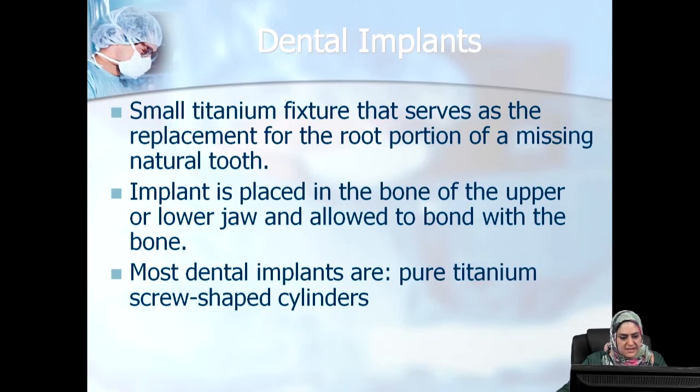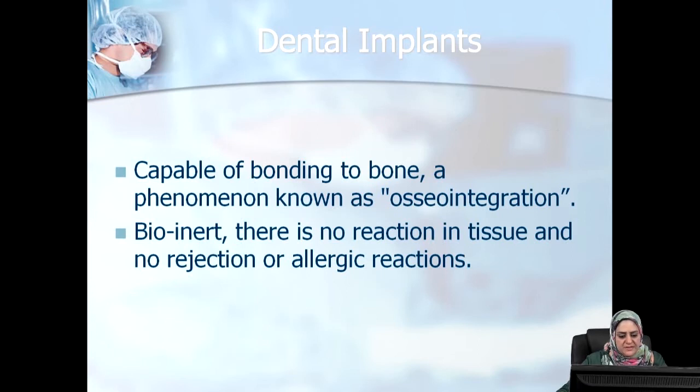Dental implant: a small titanium fixture that serves as the replacement of the root portion of the missing natural tooth. The implant is placed in the bone of the upper or lower jaw and allowed to bond with the bone. Most dental implants are pure titanium and screw-shaped or cylindrical. Capability of bonding to bone is a phenomenon known as osseointegration. Bioinert: there is no action in the tissue and no rejection or allergic reaction.